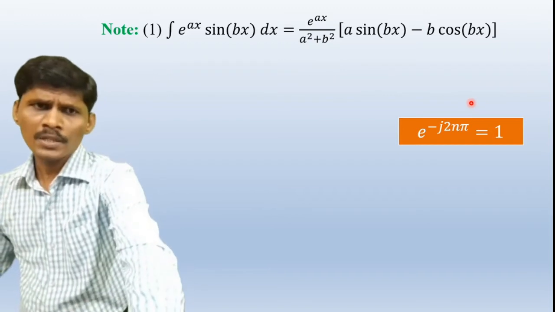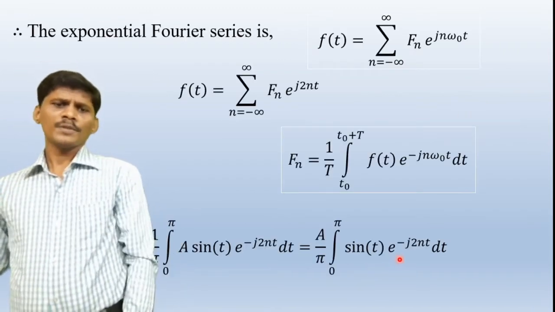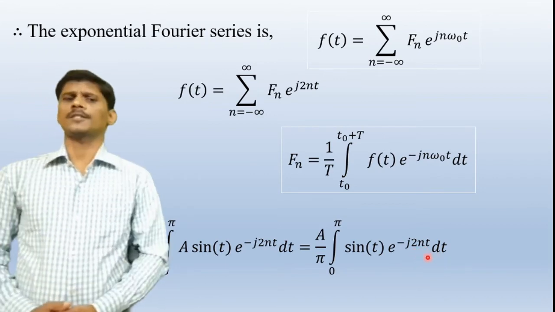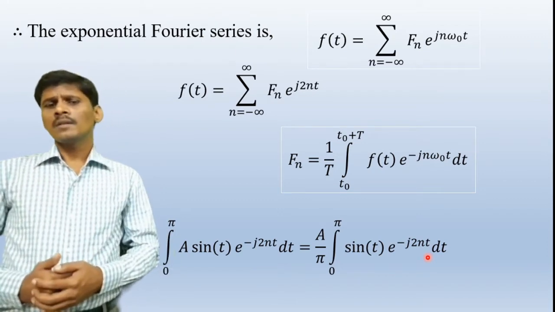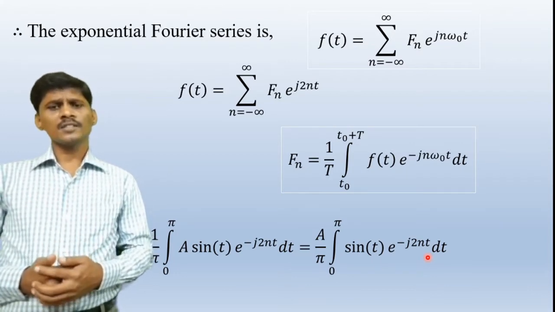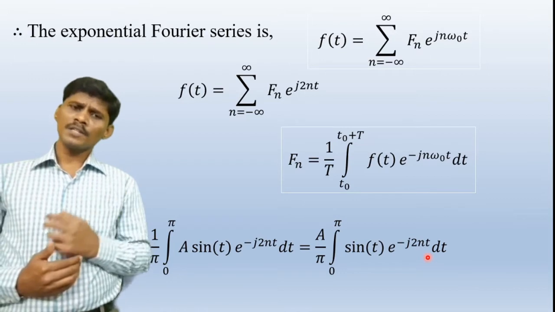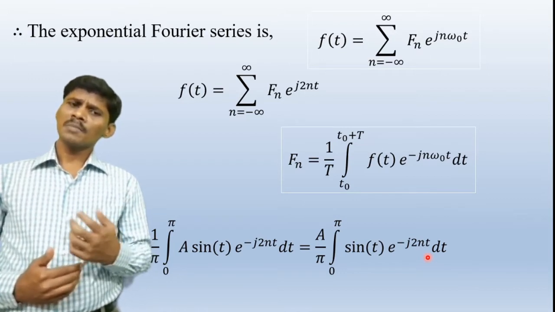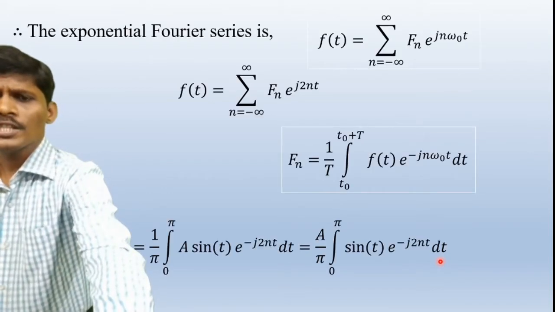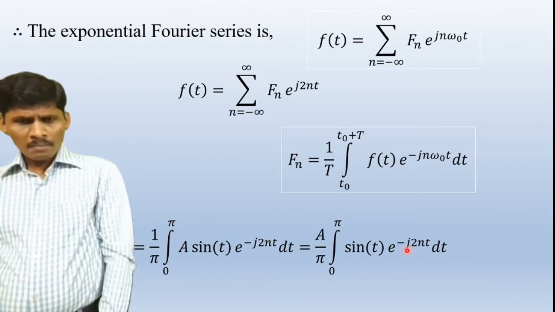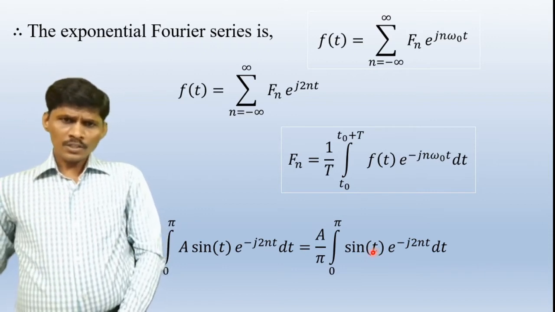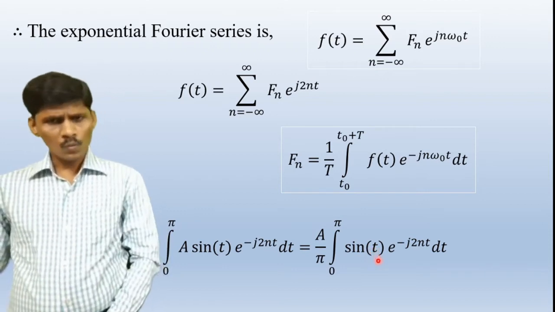Now what is the previous integral? Sine t e power minus j 2 n t dt, which is of the form e power ax sin bx. The integral of e power ax sin bx dx is e power ax by a square plus b square into a sin bx minus b cos bx. So what is the a value? A is equal to minus j 2 n. What is the b value? For sin bx, that is sin t, this t is written as 1 into t, so b is equal to 1.